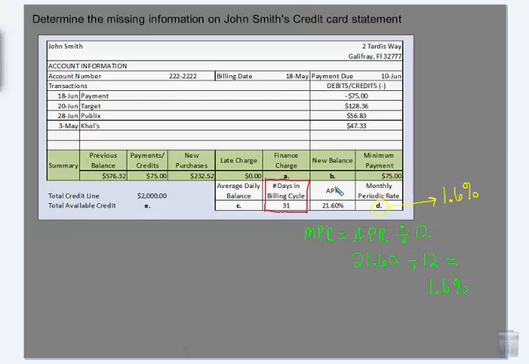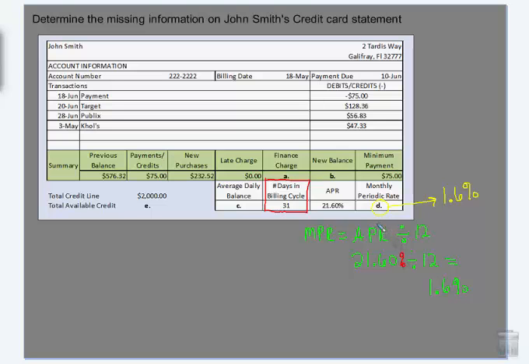Where'd you get the interest rate from? Here's the APR. It says 21.6%. Yeah. I just didn't put the percent in there. And then I was finding the monthly, yeah. Well, where did you get the monthly? APR divided by 12 is always monthly.